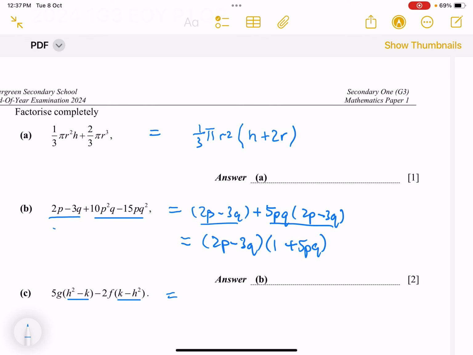Next, in this sum here, you see that the first part has h square minus k, but the second part is k minus h square. So it is in reverse. What we do is we need to take out the sign. When we take out the sign, which is a minus, minus times minus will be plus. So now we can switch the terms. Once the terms are exactly the same, then we can factorize it out.